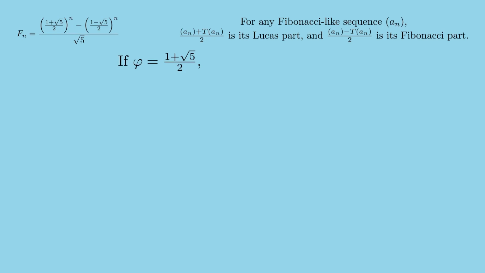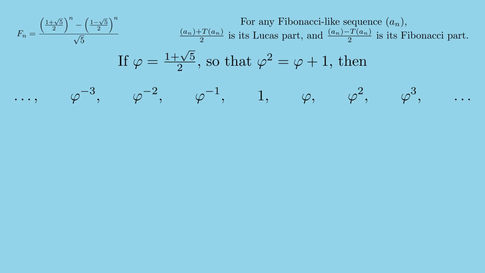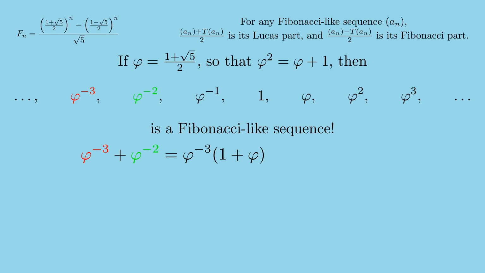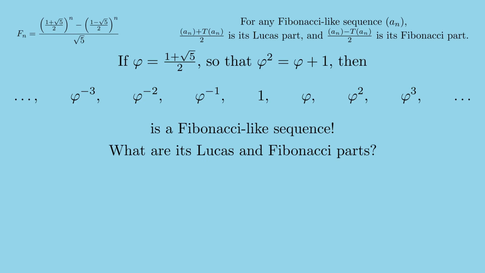Now the final step. We take phi, as written earlier, to be 1 plus square root of 5 over 2, satisfying 1 plus phi equals phi squared. Then we check the sequence 1, phi, phi squared, phi cubed, etc. This is a Fibonacci-like sequence, right? Any two consecutive terms are just a power of phi away from 1 and phi, so adding them gives the same power times phi squared, which is the next term of the sequence. Red plus green equals blue, as before. Now the final question: what is its Lucas part and what is its Fibonacci part?